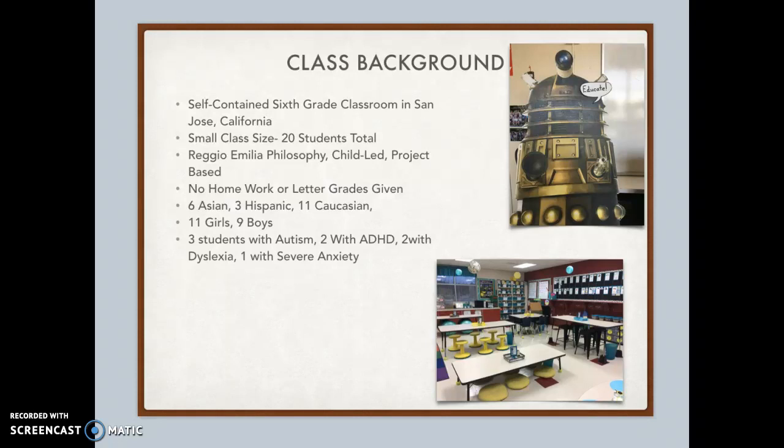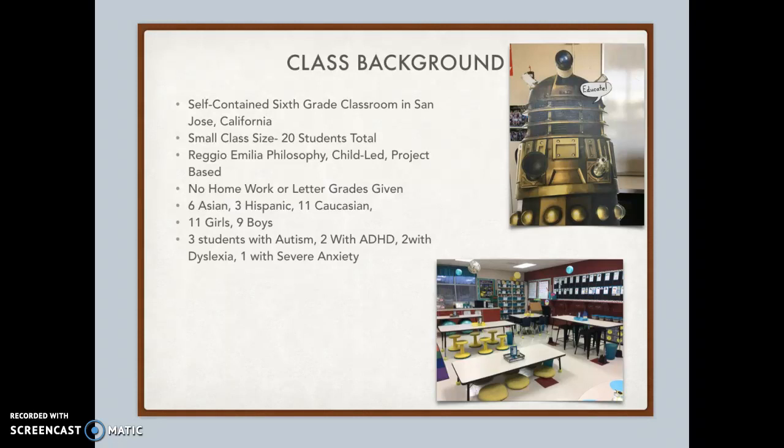We don't give any homework or any letter grades. The two ways that we assess our students is through long form narratives and through the use of a portfolio that travels with them from year to year. So when a student starts out in kindergarten, they'll have an empty portfolio, but by the time they leave in 8th grade, the portfolio will have a record of their work for the last 9 years.